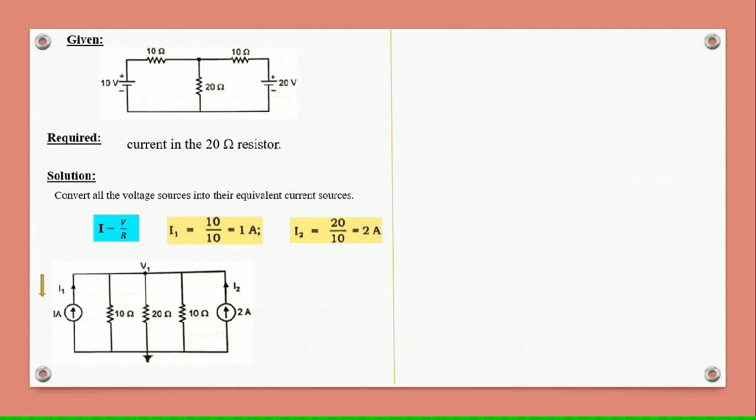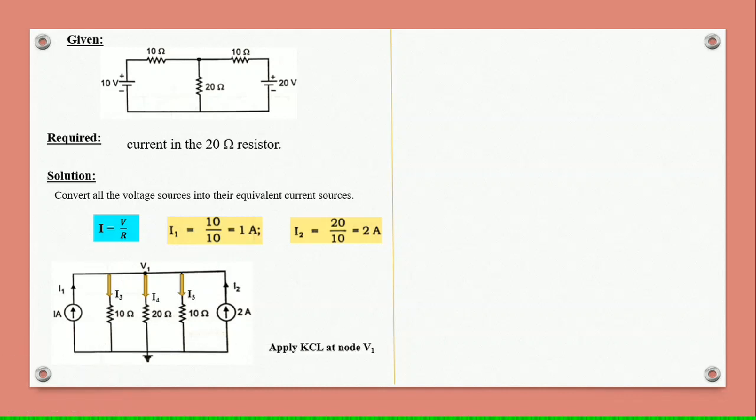Now the outgoing currents: I3, then outgoing current I4 and then outgoing current I5. Currents coming from the current sources are called incoming currents. So they are towards nodal point V1. Whereas the 10 ohm resistor, 20 ohm resistor and one more 10 ohm resistor are getting current from the V1 nodal point. So I3, I4, I5 are called outgoing currents.